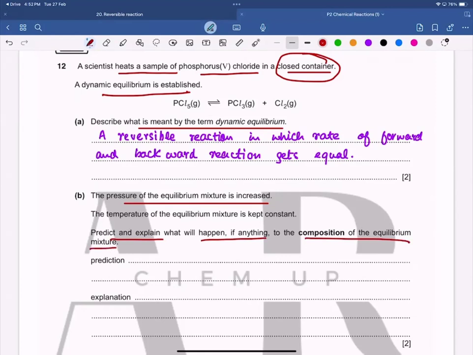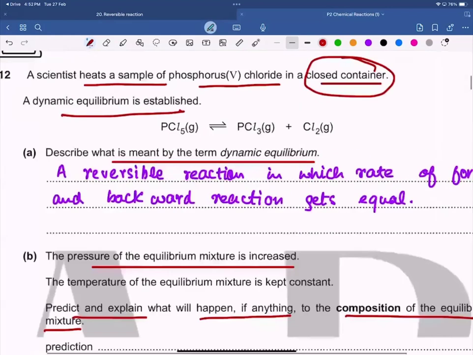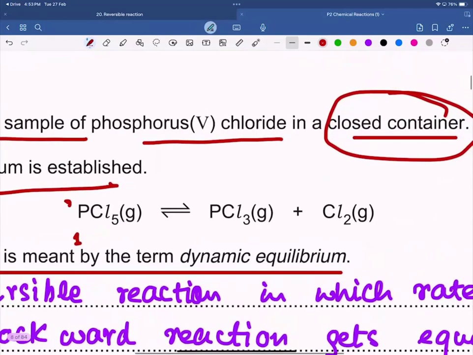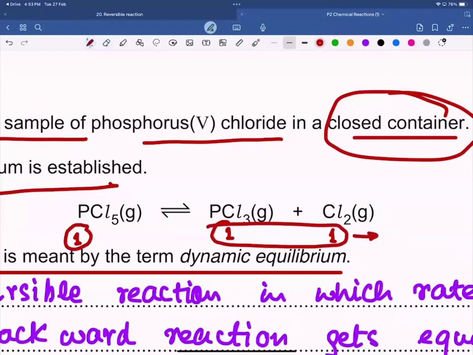So if you see the equation again, how many moles of PCl5 are there? One, because there is no coefficient, which means 1 mole. If there is a coefficient, that is the number of moles. So there is 1 mole. And how many moles of PCl3? 1. How many moles of chlorine? 1. So in total, 1 and 1 makes it 2.